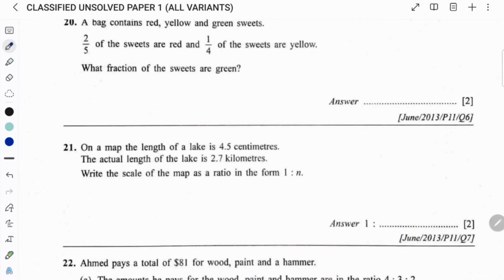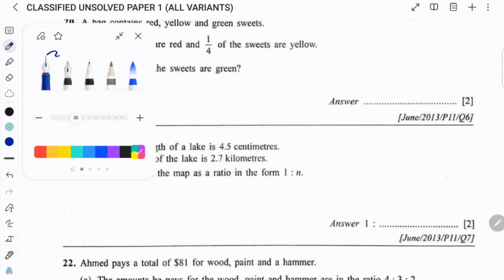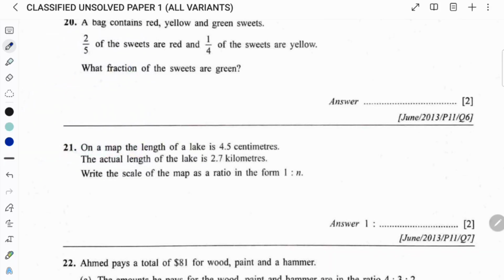Now look at the 21st question. On the map, the length of a lake is 4.5 centimeters. The actual distance of the lake is 2.7 kilometers. Write a scale on the map in the ratio form 1:n. Alright, so 4.5 centimeters is on the map, and 2.7 kilometers is the actual. So with this we'll find out what the scale is.